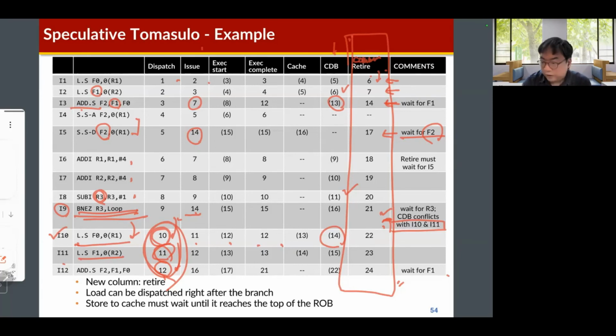As I mentioned before, this part is a little bit tricky, so try to understand how the ROB and the other parts work with the speculative Tomasulo algorithm. This is actually the main part of modern processor architecture, like Intel, AMD, and also the ARM processors, like some application processors. If you don't have any questions, I will stop here.